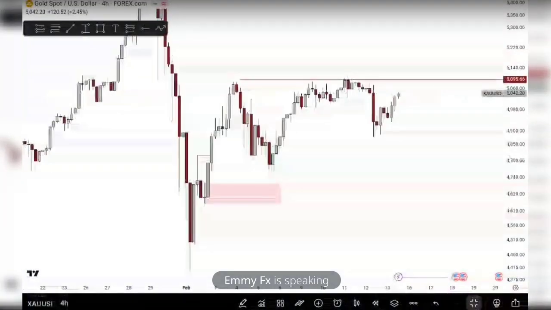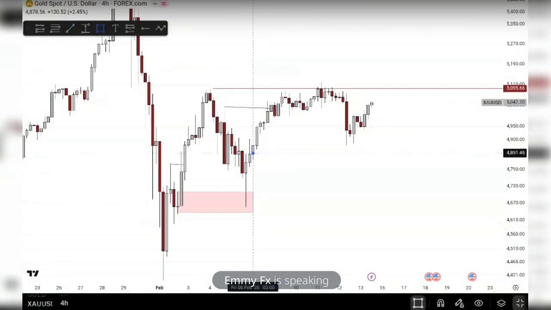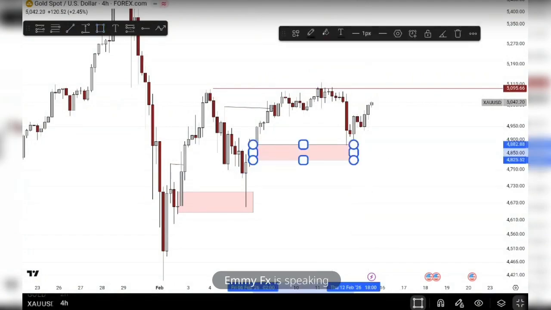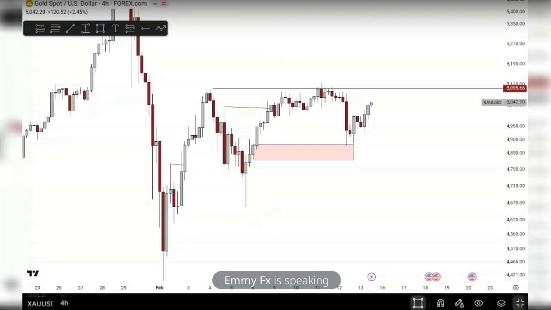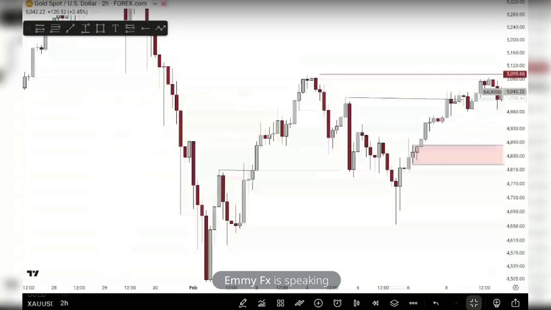We also have this internal break of structure, which is here, in which price is also tapping from this order block, which is here. Price tapping from that order block shows a move. All right, I want us to move to our 2 hour time frame.